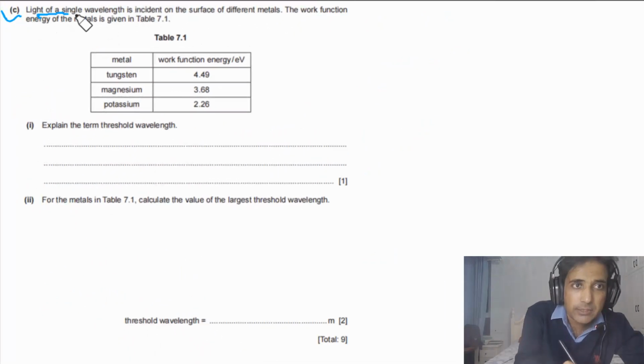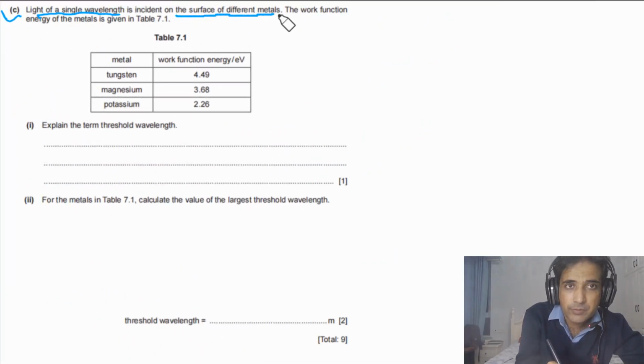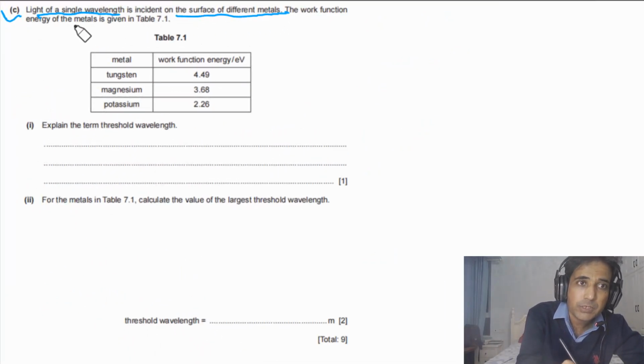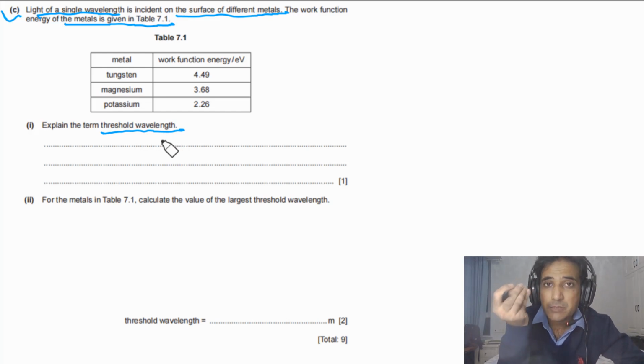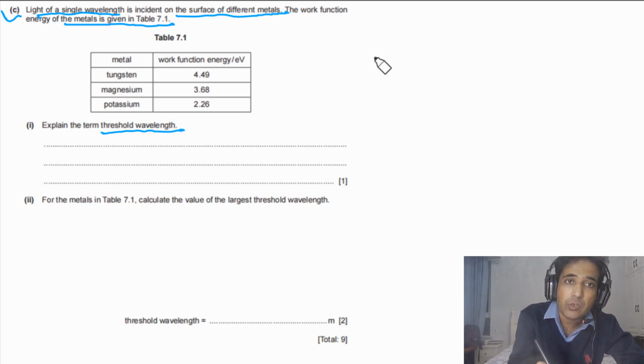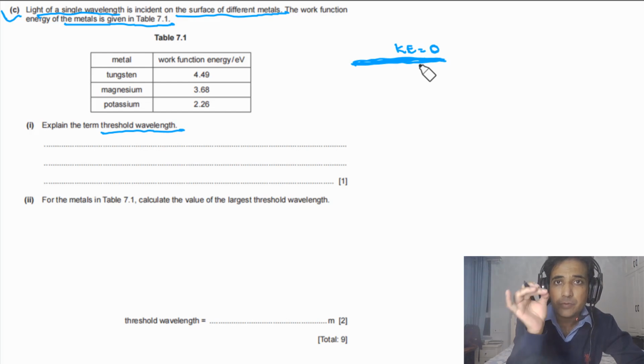Part C says light of a single wavelength is incident on the surface of different metals. The work function energy of the metals is given in table 7.1. Explain the term threshold wavelength. Threshold wavelength means the maximum value of the wavelength that can cause emission of free electrons from the surface of the metal. It means an electron is emitted from the surface of the metal with zero kinetic energy. That value of wavelength is the threshold wavelength.